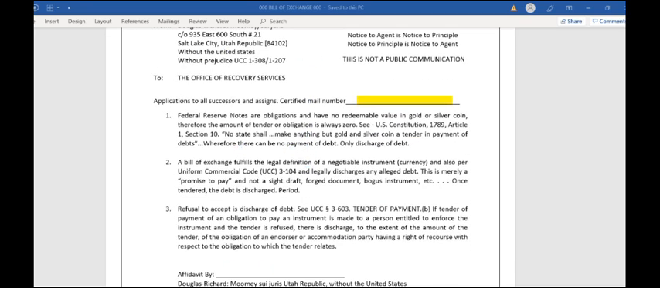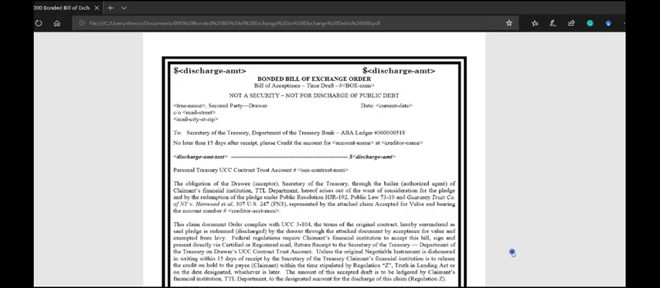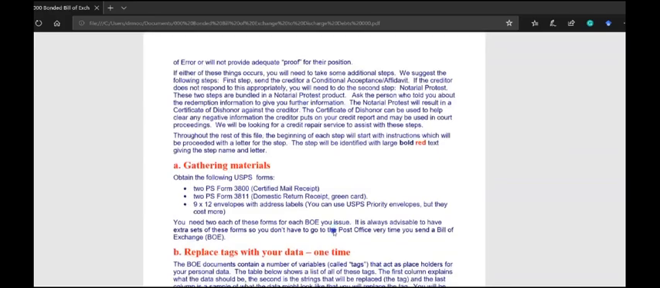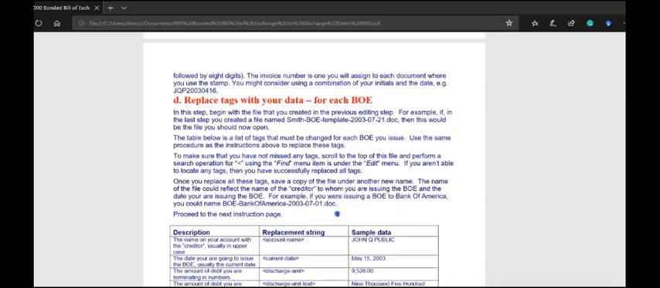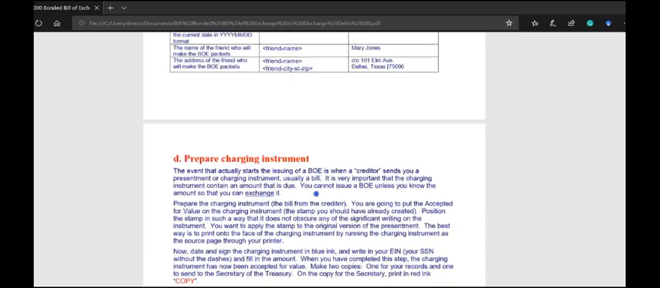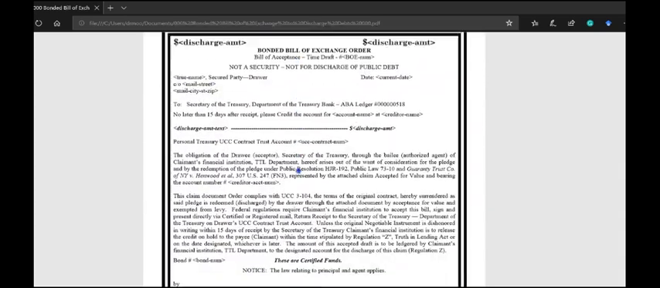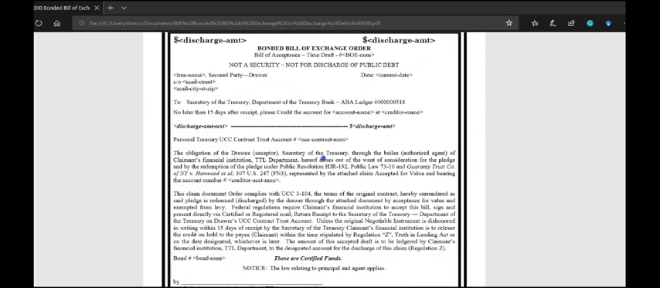So this doesn't have all the information that I need because I filed my paperwork. However, this one does. And this has all the instructions, and you're going to put your accepted for value stamp. I'm going to get one of these made up. It's going to have my EIN number on it, my bond number, okay? It's going to have everything on it. It tells you exactly what to do, where to put all this stuff, preparing your instrument. Here's your instrument. The obligation of the drawee, Secretary of the Treasury, through the Bailey of claimant's financial institution, TTL department, that's taxes and something else, and liens and loans department, whatever, hereof arises out of the want of consideration for the pledge and the redemption of the pledge, House Joint Resolution 192, Public Law 73-10, represented by the attached claim accepted for value and bearing the account number, blah, blah, blah.